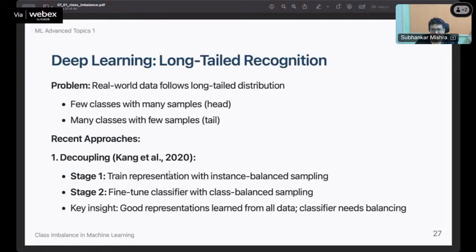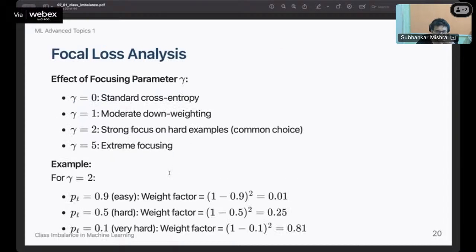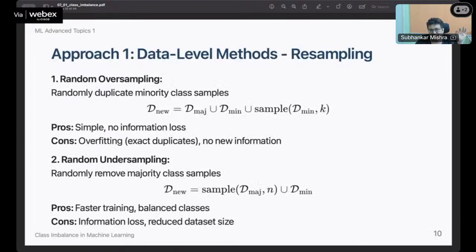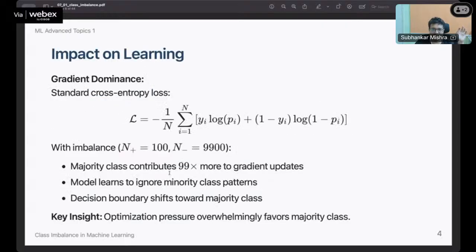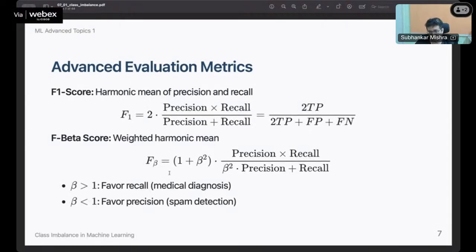I hope you have a little bit of a flow, so I'll just repeat it for a bit. Initially we started with the problem itself, the class imbalance problem. We looked at what impact it can have. Then we looked at what metrics we should look at.